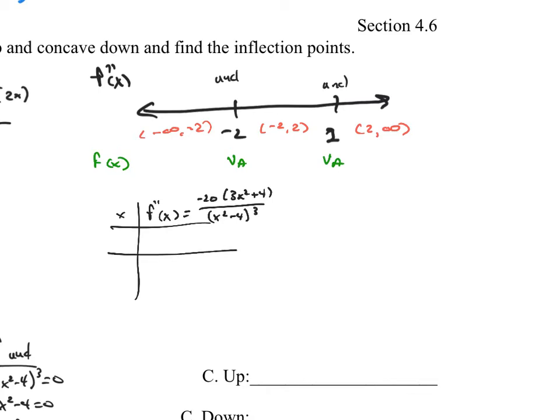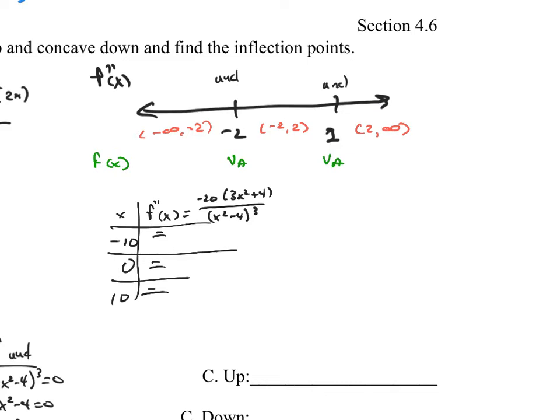I need something less than -2. How about -10? In between -2 and 2, how about 0? And bigger than 2, how about, I don't know, the number 10? Okay. I'm going to use a little bit of common sense here. 3x squared is positive, plus 4 has to be positive, times -20 has to be negative. So no matter what the number is, I know my numerator is negative. So I'm really just concerned about plugging into the denominator.